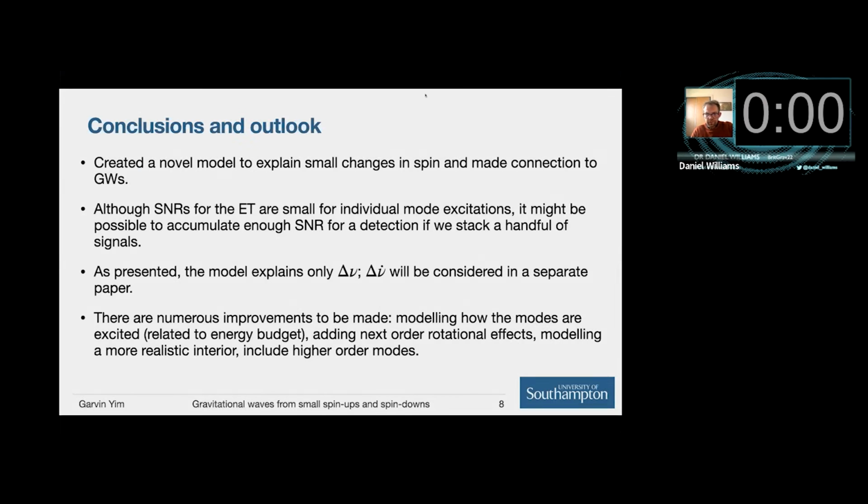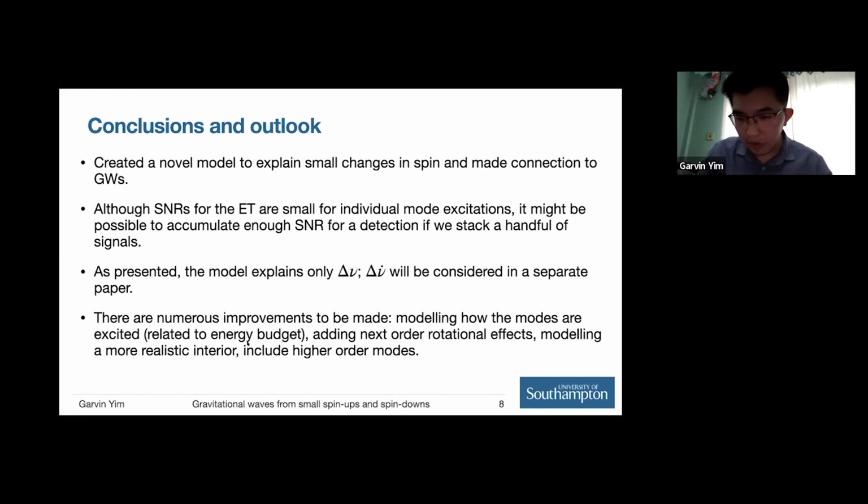Thanks very much, Garvin. We have one question in so far, which is, hi Garvin, lovely work. Do you have a sense if you would expect to see QPOs at the F mode frequency in the pulsar radio emission? If so, would you expect the amplitude of the QPOs to scale with the anti-glitch amplitude?